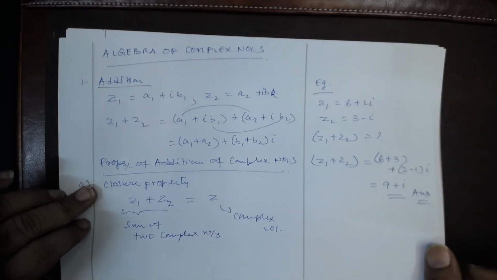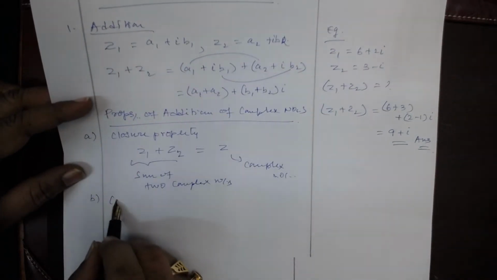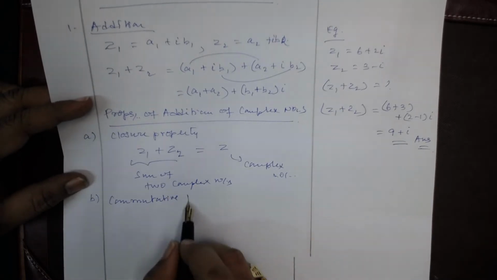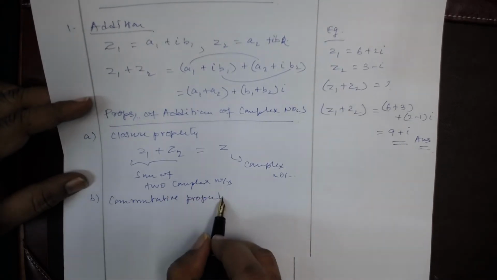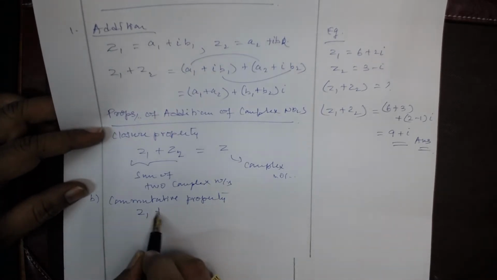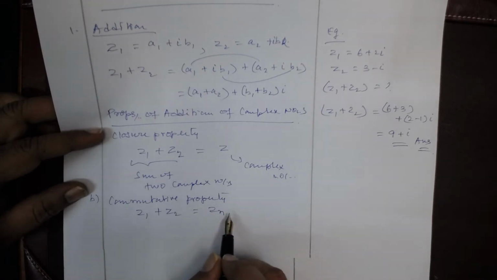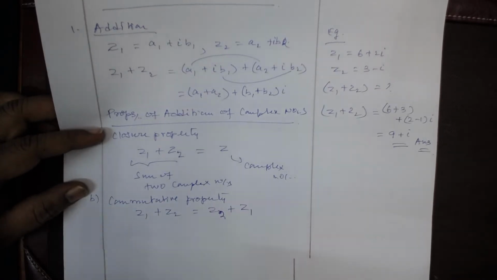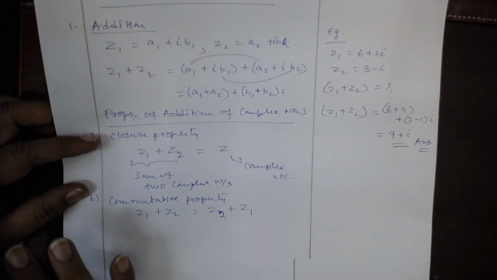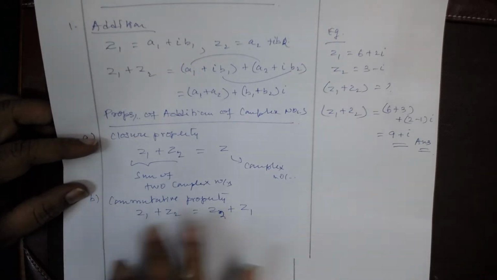Commutative property. Commutative property means, let me add Z1 and Z2, and you can reverse and add, Z2 plus Z1, it will result in the same. So the sum of two complex numbers, whether it is added in a straightforward manner or reversed, results in the same result.